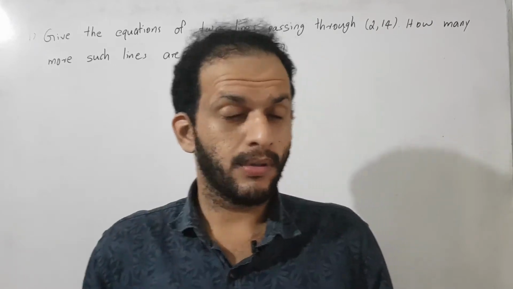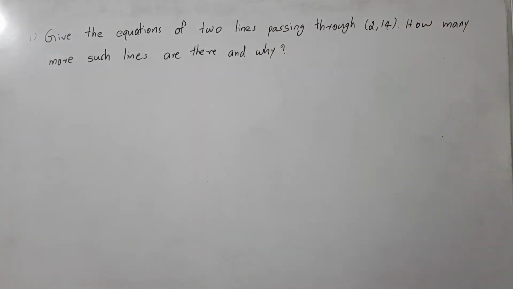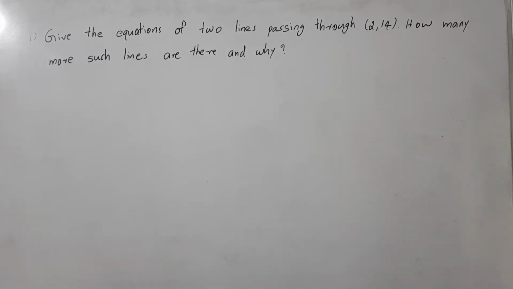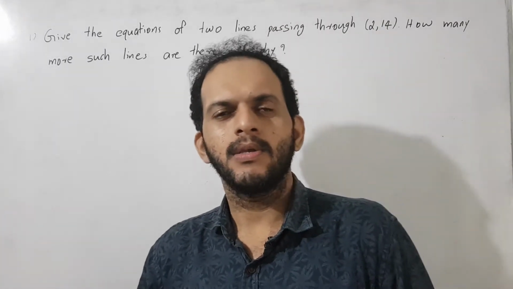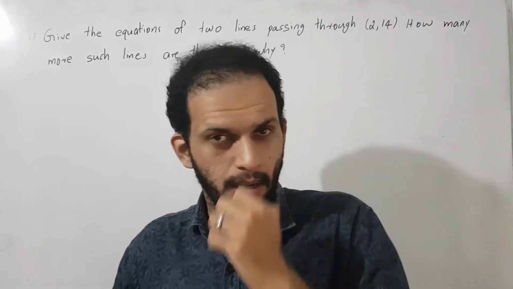Next, we go to the next question. The question is like this: give the equation of two lines passing through (2, 14). How many more such lines are there and why? Okay. Here the solution is already given. The solution is (2, 14). Then what is the question asked?